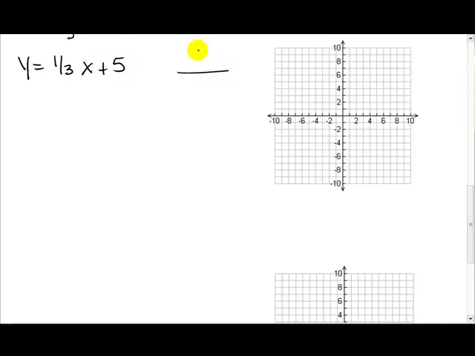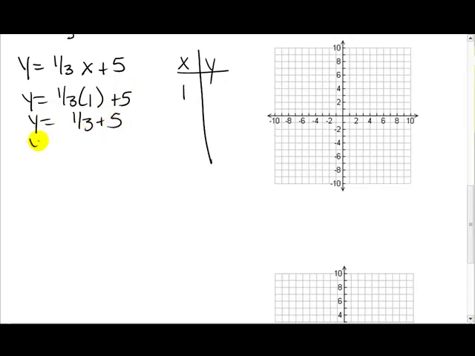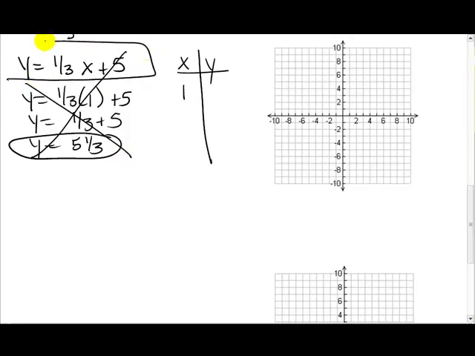Alright, pick some numbers for our t-chart. Let's start with 1. We've got y equals 1/3 times x, which is going to be 1. Y equals 1/3 plus 5. Y equals 5 1/3. Again, this is too hard, so I don't want to do this. I'll focus on my equation there.